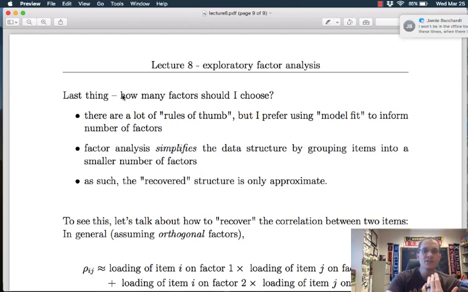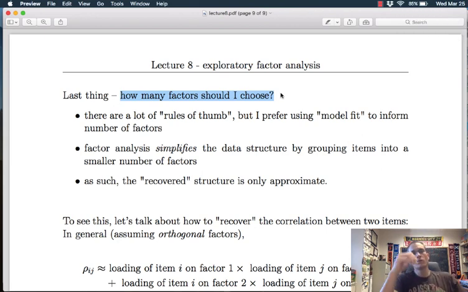The last thing is to answer the question of how many factors should I choose? Okay, so how do we do this? At the beginning of the lecture, I told you let's choose 2 factors, but that was just me telling you that. In general, how should you do this? Well, I'll just say there are a lot of rules of thumb out there. You Google factor analysis, you're going to get a lot of different ways to do this. I'm a modeler. I prefer using something called model fit to inform the number of factors that we use. To illustrate this, let me walk you through the following.